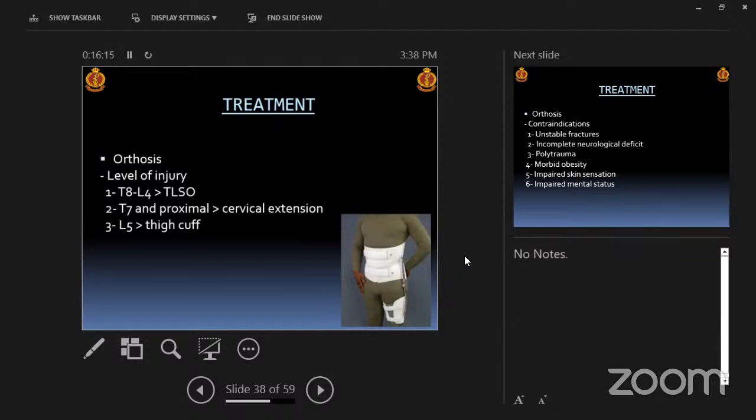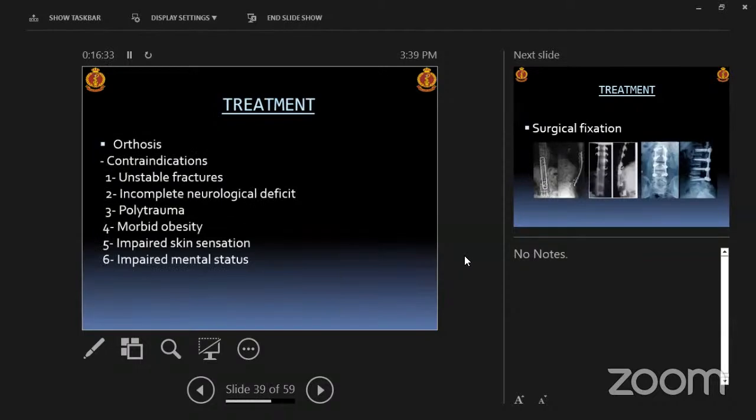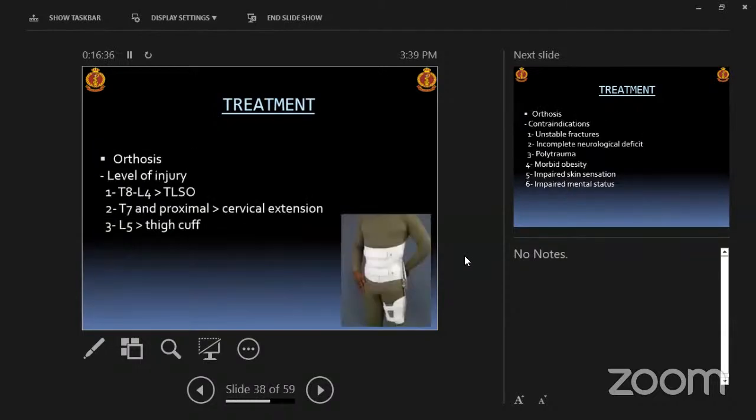The function of the brace is 3-point fixation: fracture, above, below. If you apply a thoracic or thoracolumbar orthosis for a T7 fracture, you want to prevent the mobility, so any fracture above T7, you need to include the C spine. If the fracture is at L5, you need to add a thigh cuff. Otherwise, the fracture will deteriorate more. Stabilize the fracture and the joints involved.